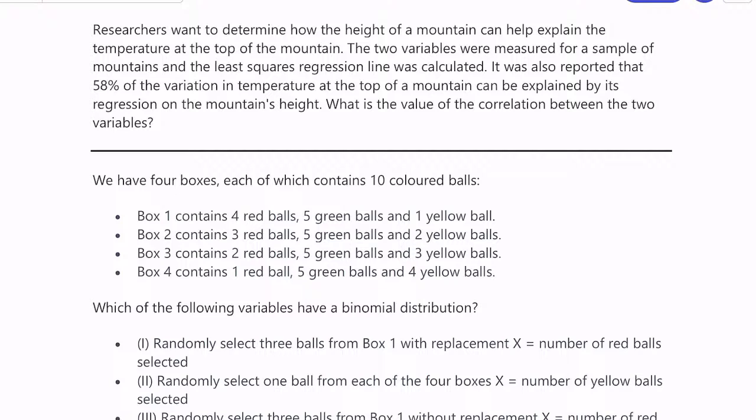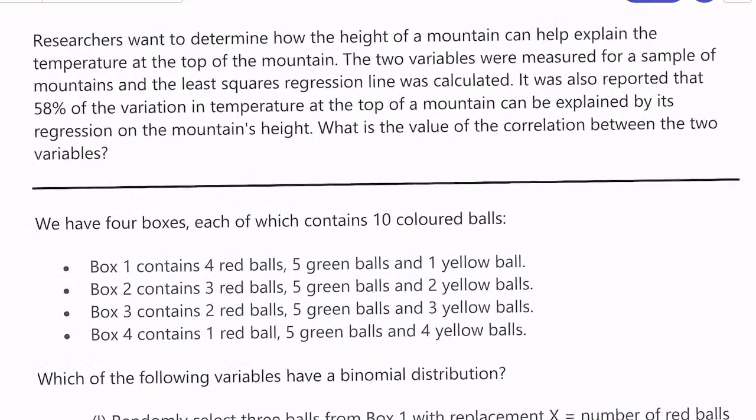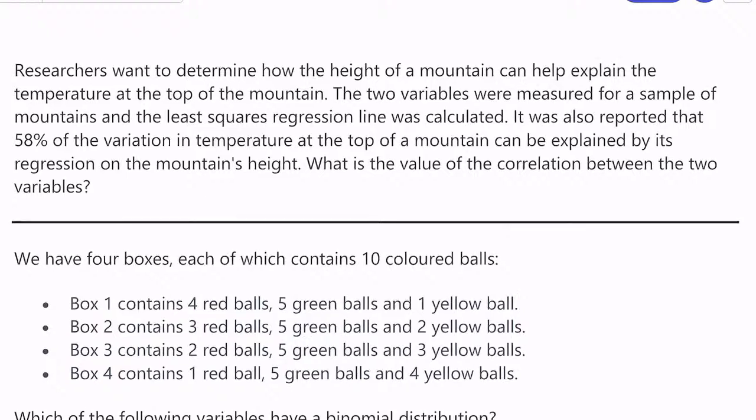So this was one of the questions. And so the first one. Researchers want to determine how the height of a mountain can help explain the temperature. So right at the outset, this first statement: as you reach the top of the mountain, the temperature gets cooler. Cooler is a lower temperature. So this is an inverse relationship. It has a negative correlation.